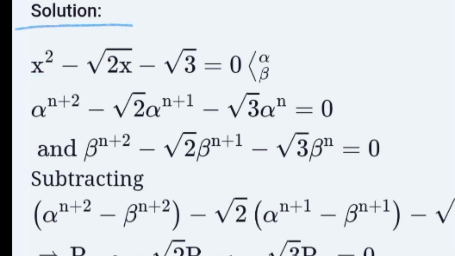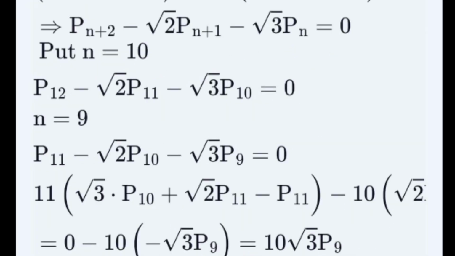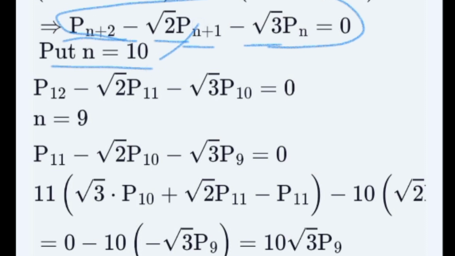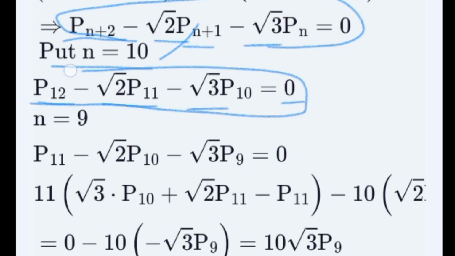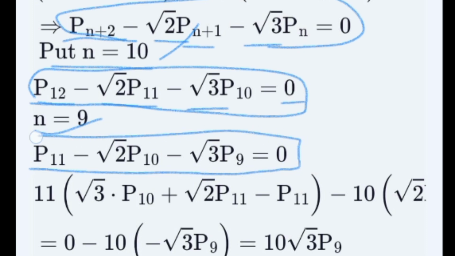Solution. So equation x square minus root 2 x minus root 3 is equal to 0. Alpha, beta are the roots. Now according to Newton identity, Pn plus 2 minus root 2 Pn plus 1 minus root 3 Pn is equal to 0. This is the first one. Put n is equal to 10. So P12 minus root 2 P11 minus root 3 P10 is equal to 0. Same again, n is equal to 9. So P11 minus root 2 P10 minus root 3 P9 is equal to 0. So this is the one.